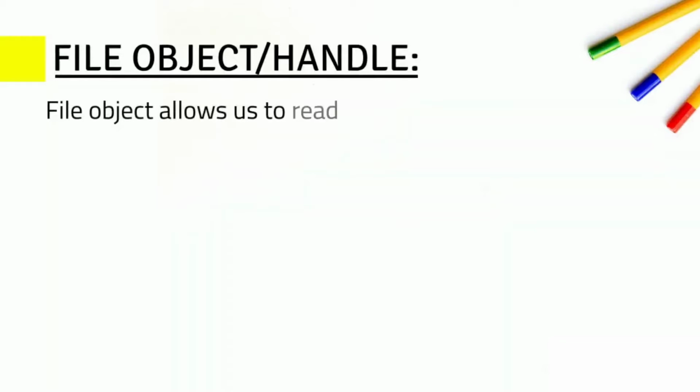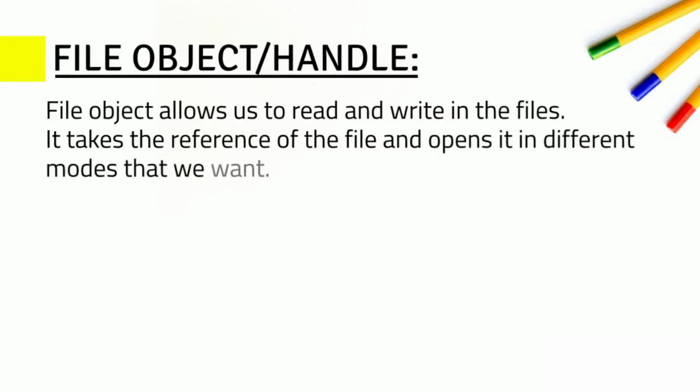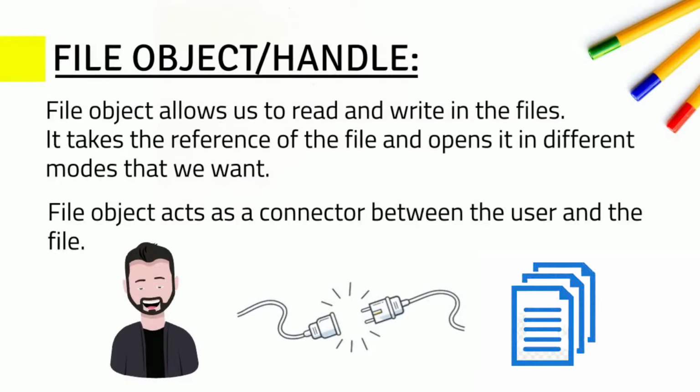File object allows us to read and write in the files. It takes the reference of the file and opens it in different modes that we want. File object acts as a connector between the user and the file.